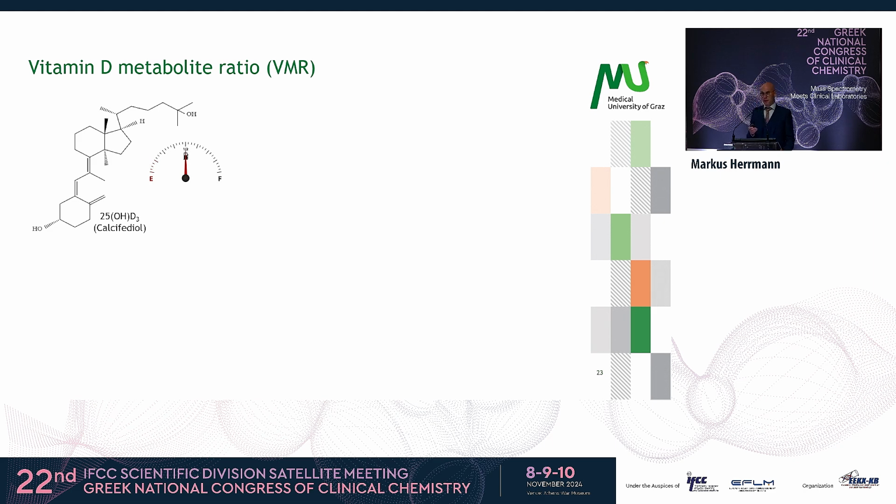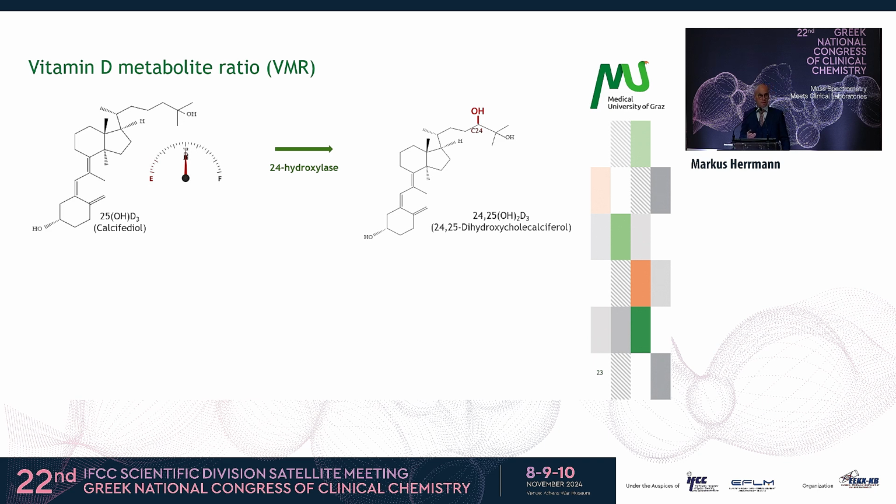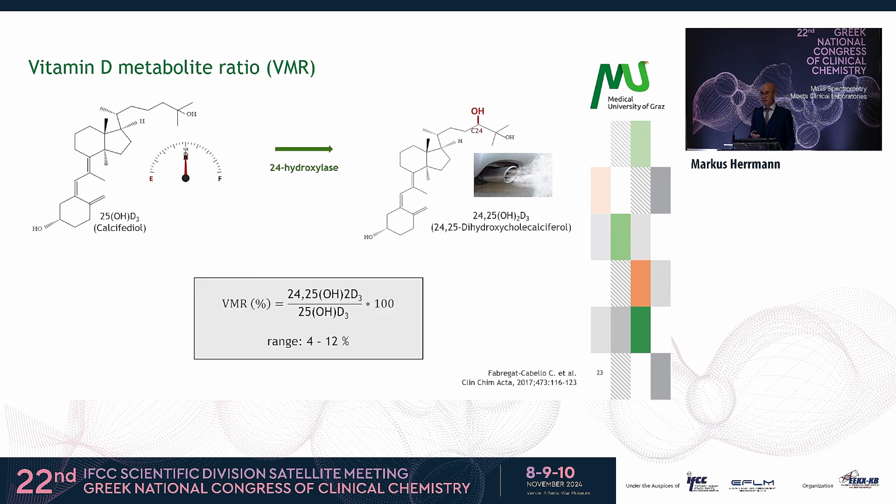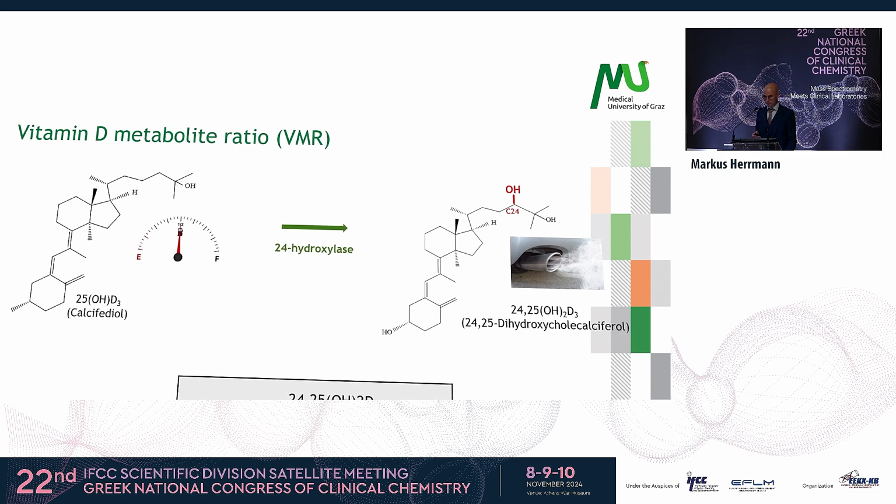Therefore, measuring simultaneously the principal catabolite, 24,25-dihydroxyvitamin D, provides important metabolic information that is similar to the exhaust gas that comes out of your engine. And the two metabolites can be combined in the vitamin D metabolite ratio, which normally ranges between 4 and 12%.